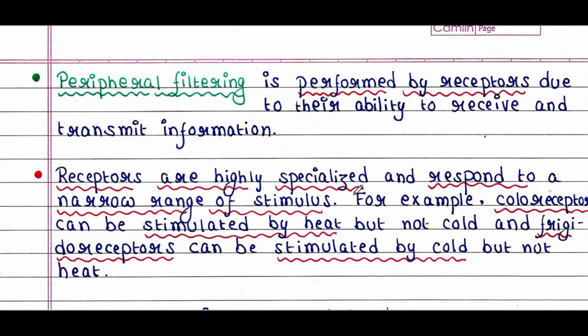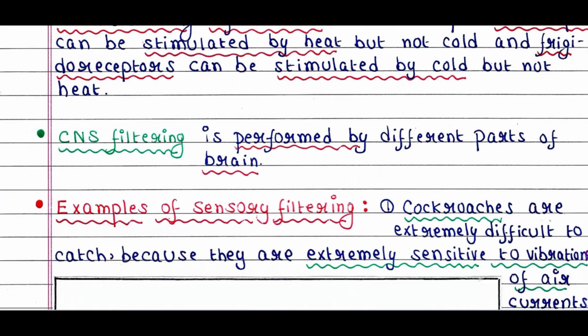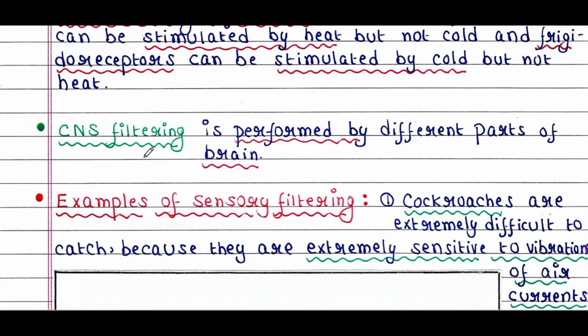Receptors are highly specialized and respond to a narrow range of stimulus. For example, thermoreceptors can be stimulated by heat but not cold, and frigidoreceptors can be stimulated by cold but not heat. CNS filtering is performed by different parts of the brain. So ultimately our brain processes the information and acts accordingly.